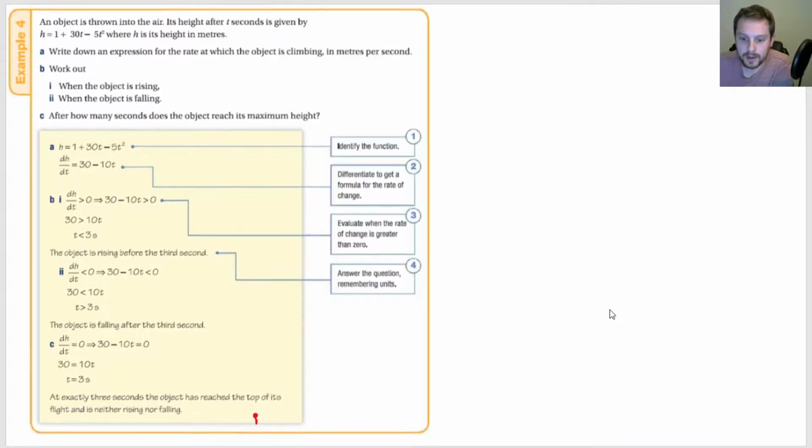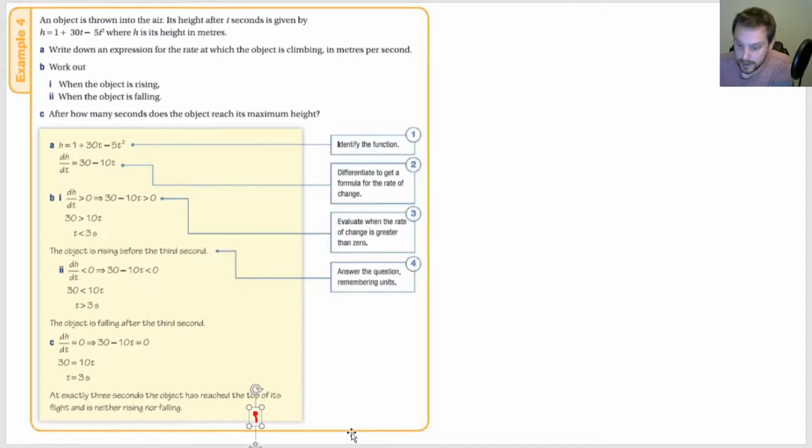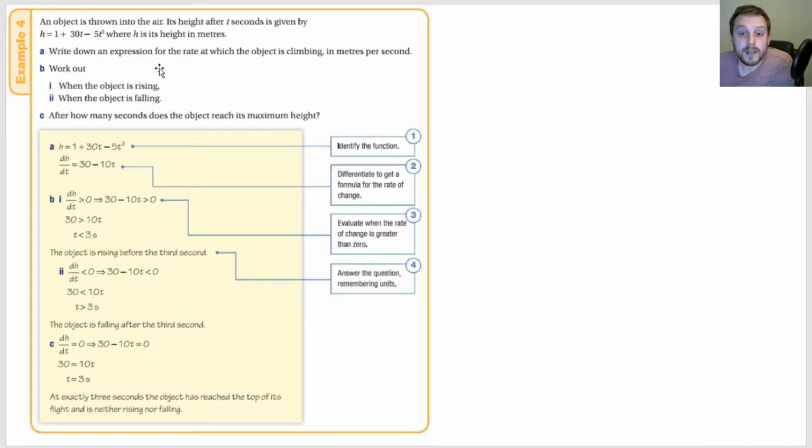So anyway, that's what that looks like. Write down an expression for the rate at which the object is climbing in meters per second. So we're just going to do dh by dt, because it's saying it's a rate, which means it's a derivative with respect to t. So this is something that you should maybe make a note of. Whenever you're asked for a rate of something, you're doing d by dt of that thing, right? It's like a rate of something is something per second, or something per hour, or something per unit of time.